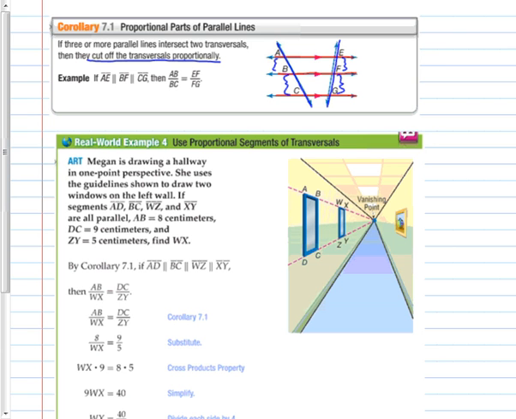And what they are saying is all these little segments are proportional to each other. And we can keep going. It doesn't just have to be 3 parallel lines. 4, 5, 6, 7, 8, 9. All those things will be proportional to each other.